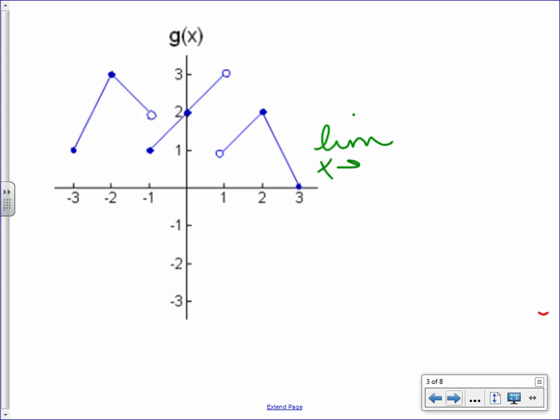The limit as x approaches 1 from the right side. 3. No, 1. From the right side is 1. Okay, good.